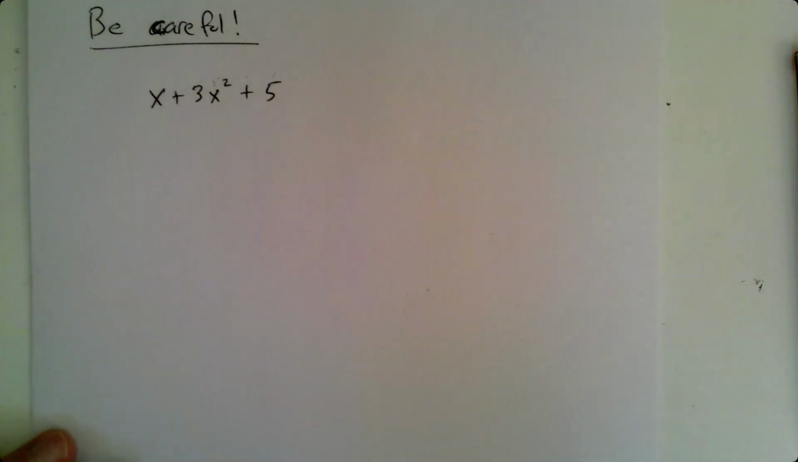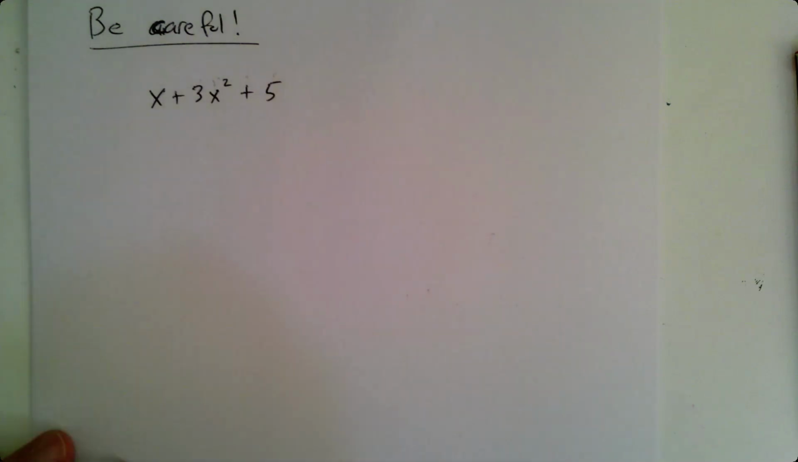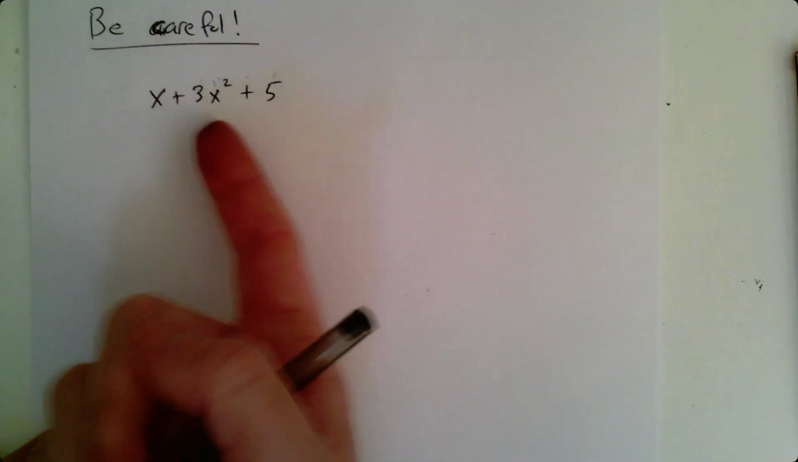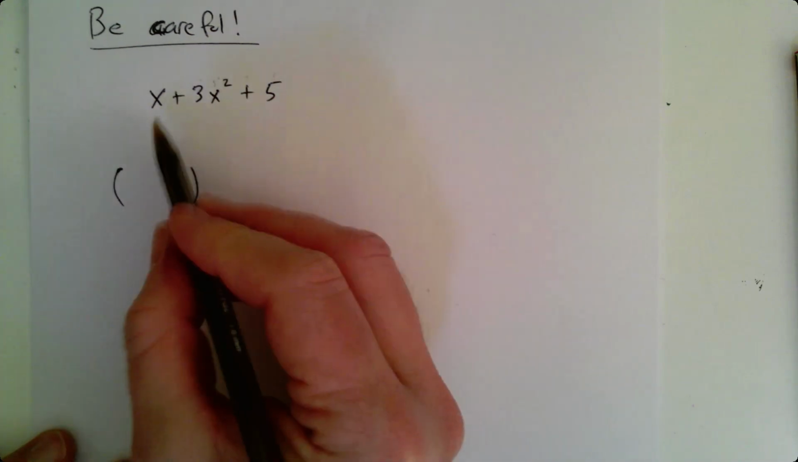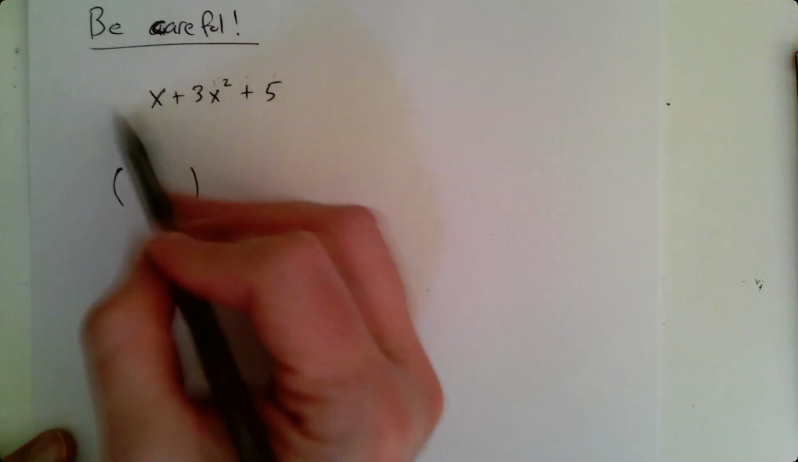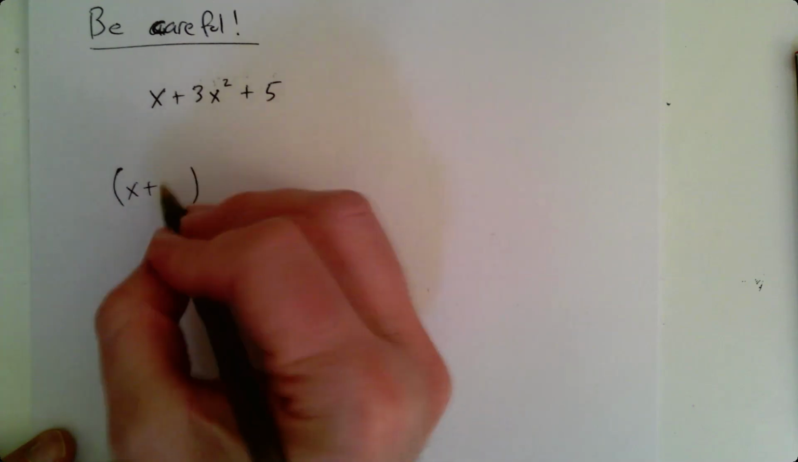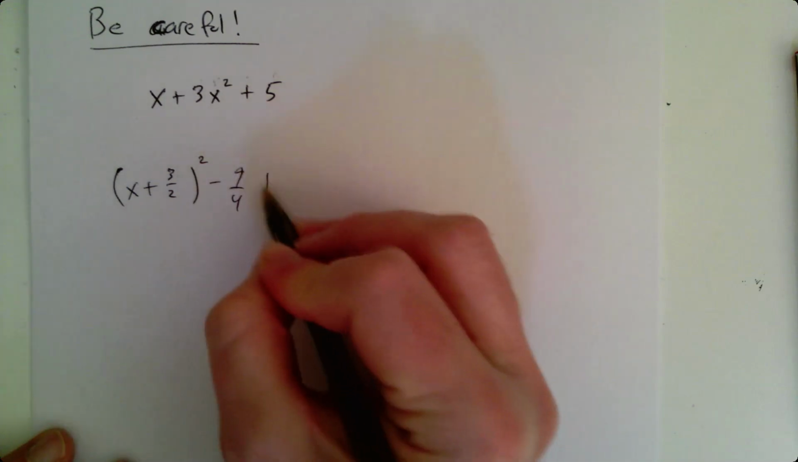Finally, 2 cautions. Be careful. You have to think about what you're doing rather than just chug along like a robot. So what if I had just given you the terms without the x squared first? I just swapped the order here. If you were chugging along like a robot, you might think, oh great, the leading coefficient is 1, so I'm going to write x plus, let's see, half of 3 is 3 halves squared, and then minus 9/4 plus 5.